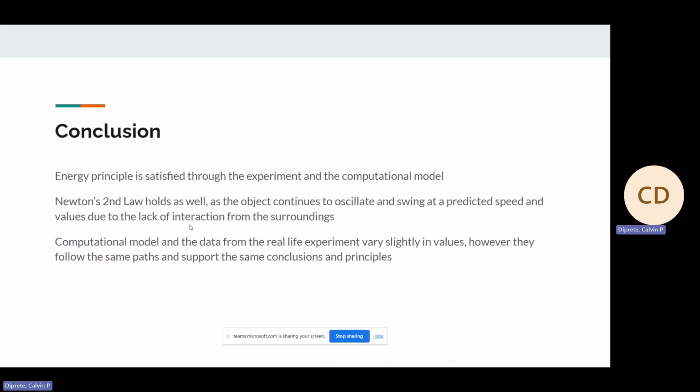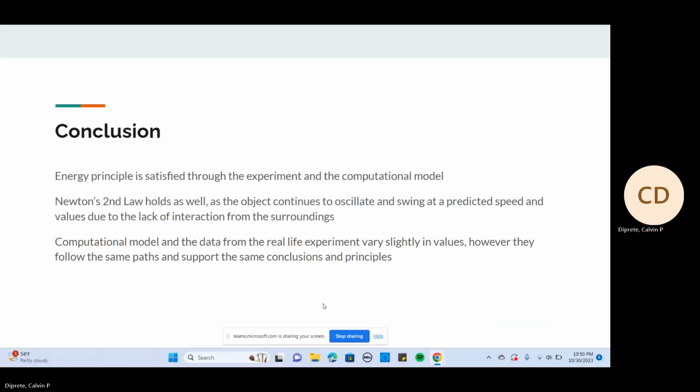And with the conclusion, the energy principle is satisfied through the experiment and computational model. Newton's second law holds, and the object continues to oscillate and swing at a predicted speed due to lack of interaction with the surroundings, which is expected. And the computational model and the data from the real-life experiment vary slightly in values, however, they follow the same paths and support the same conclusions and principles, which is expected.